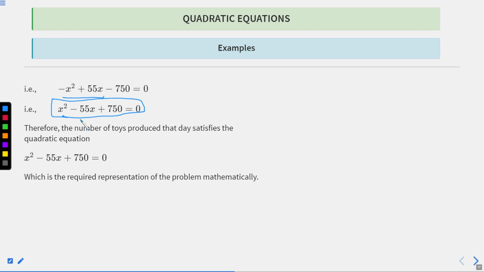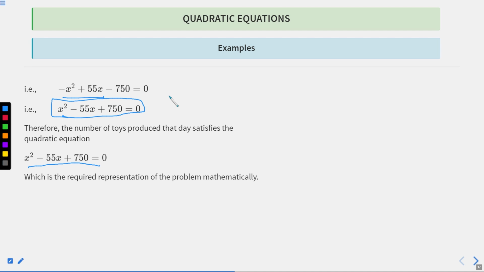So we get this quadratic equation, x square minus 55x plus 750 is equal to 0. Therefore the number of toys produced that day satisfies this quadratic equation, which is the required mathematical representation of the problem. Here we represented the given situation mathematically, but we did not solve the quadratic equation. We'll solve it in a later section.